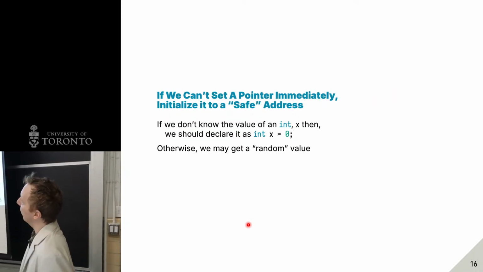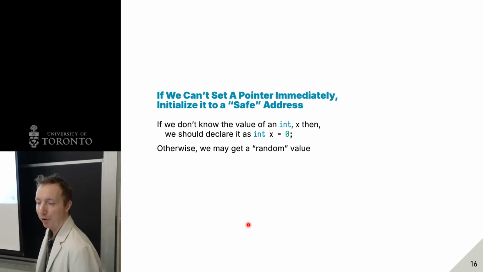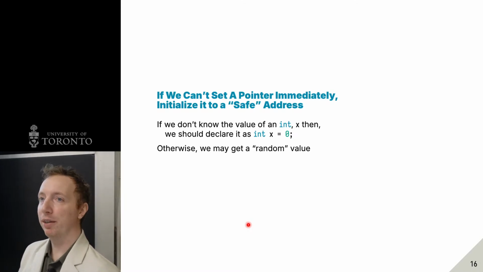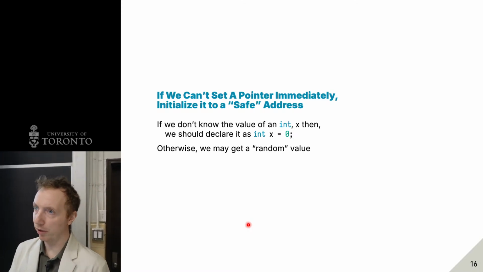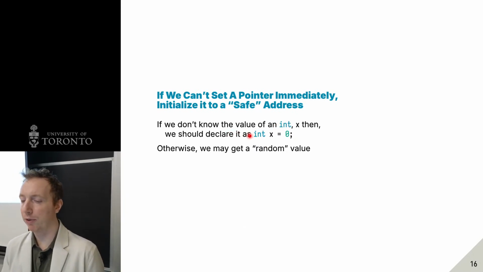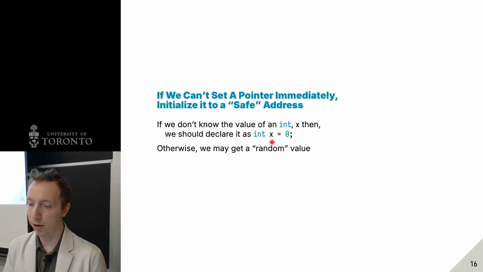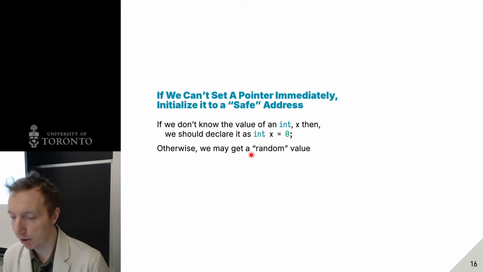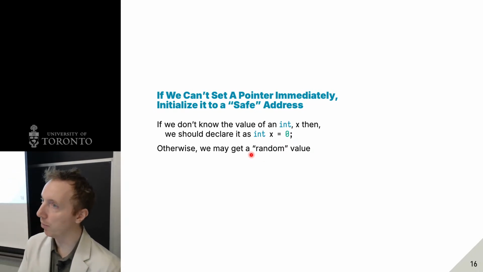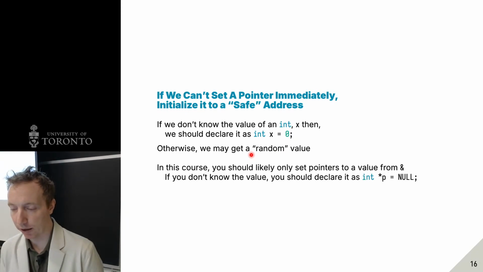All right, so another thing, if you can't set a pointer immediately, usually like with variables, we want to initialize it to something safe. So if you don't know the value of an int, then you should declare it as int x equals 0. It's a safe initial value rather than getting some random value, because if we don't initialize it, it's an undefined value or essentially a random value.